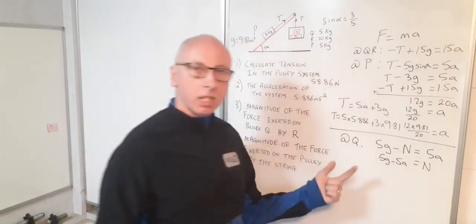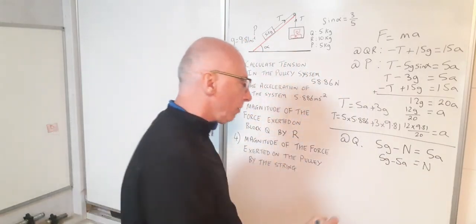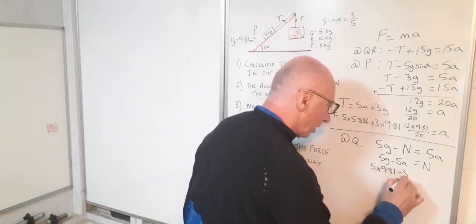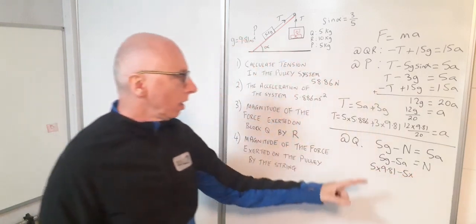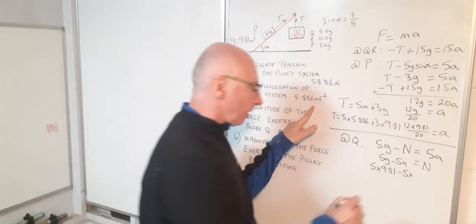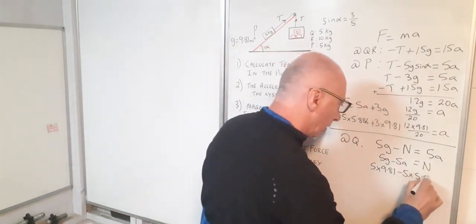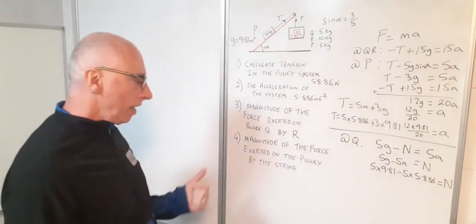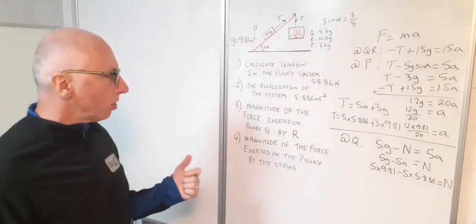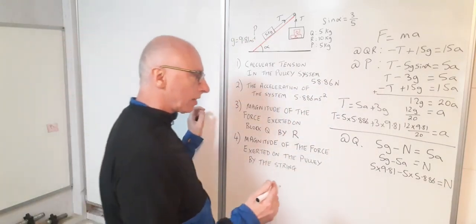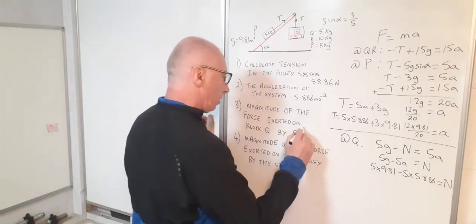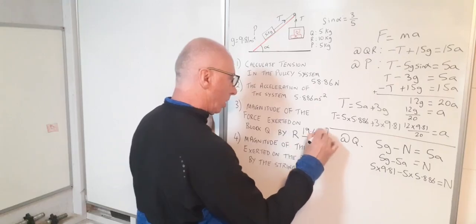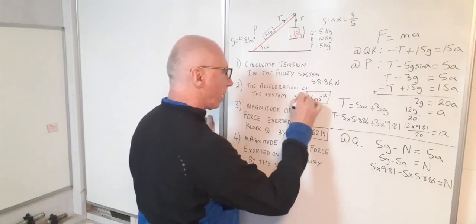Okay, so we know what G is and we know what A is. So we've got 5 times 9.81 minus 5 times 5.886. That equals our normal force. So that will give us 19.62 newtons if you put that into our calculator carefully. So 19.62 newtons. So that's our first 3.